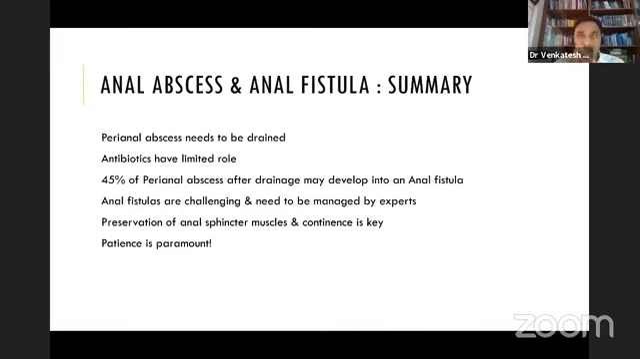So it's an anal gland infection. We don't know why it starts, but that's where it starts. And then, as I say, it's a pimple in the wrong place.